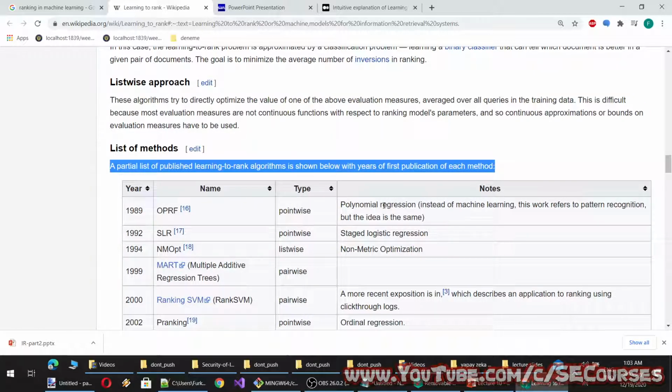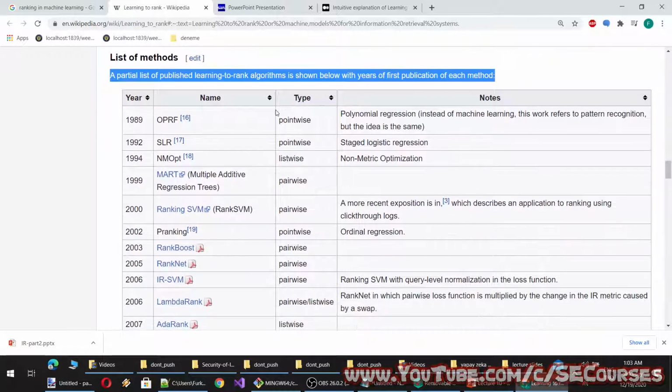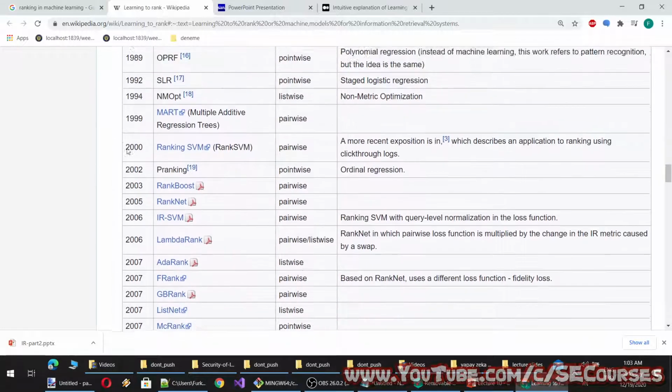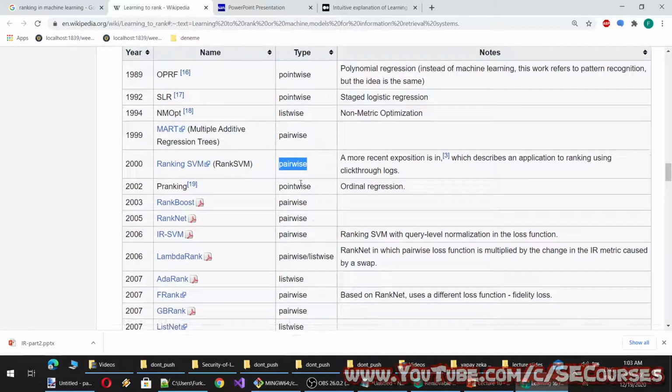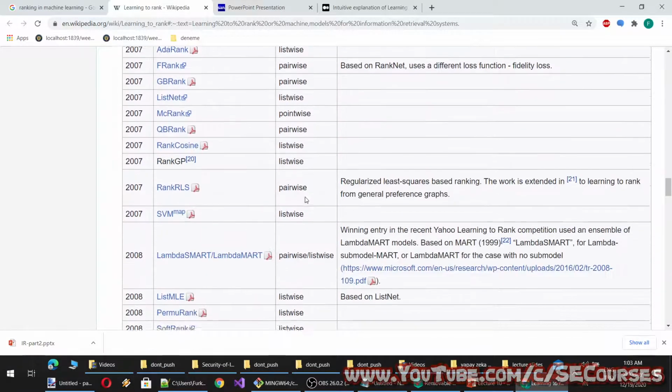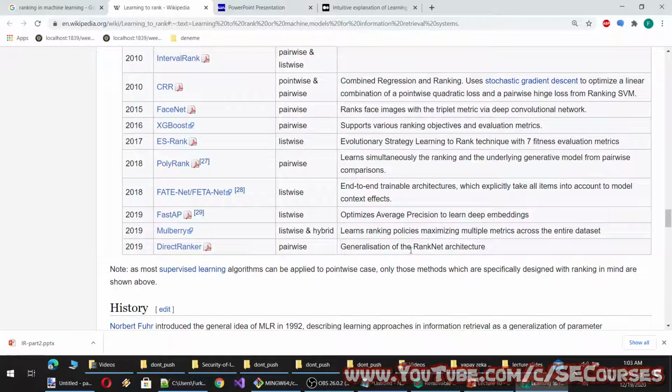A partial list of published learning to rank algorithms is shown below with years of first publication of each method. Okay, you see they are starting from 1989: pointwise, listwise, pairwise, pointwise. You see they continue. There are so many different algorithms developed.